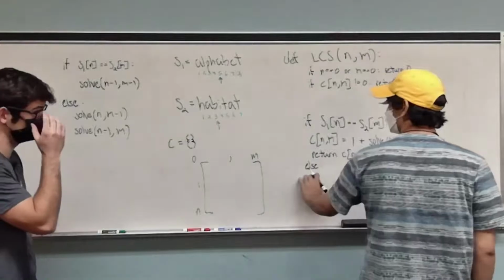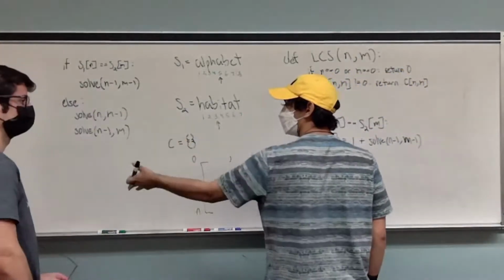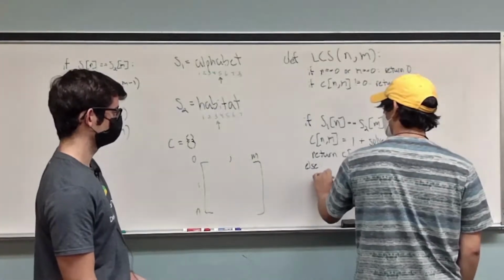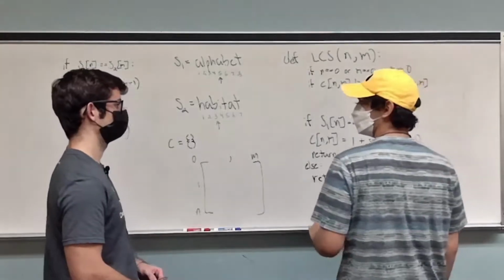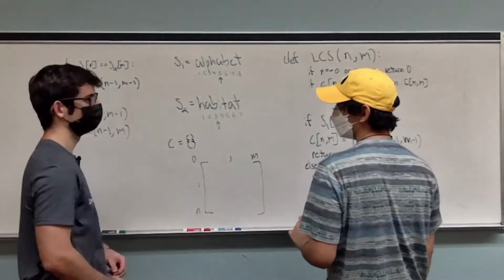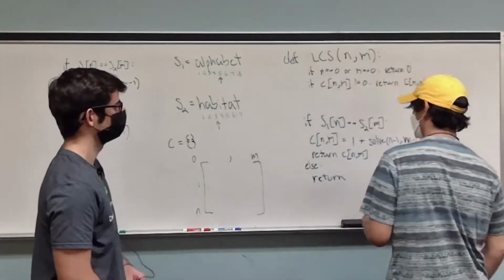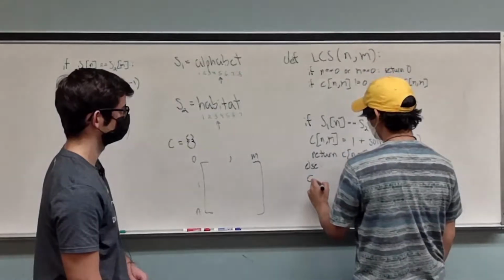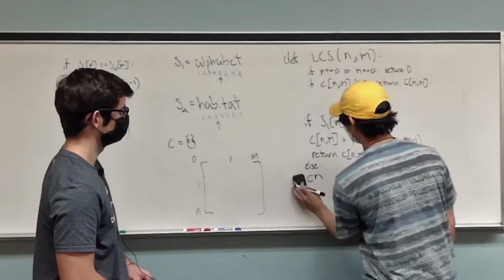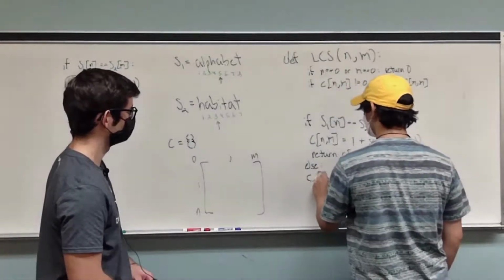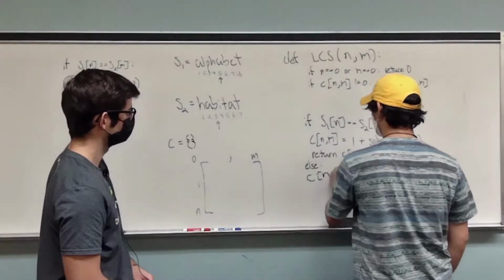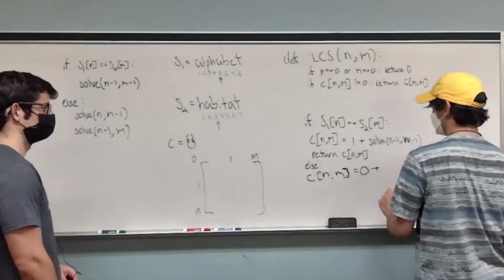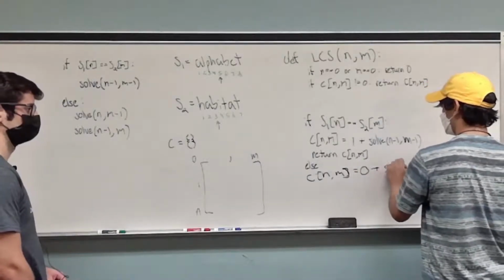Well, you don't index these because these are supposedly the wrong ones. So you just return the two. But we want to save it. We still want to save that work done. Oh, true. Right. So at C, n, comma, m equals 0 plus solve.